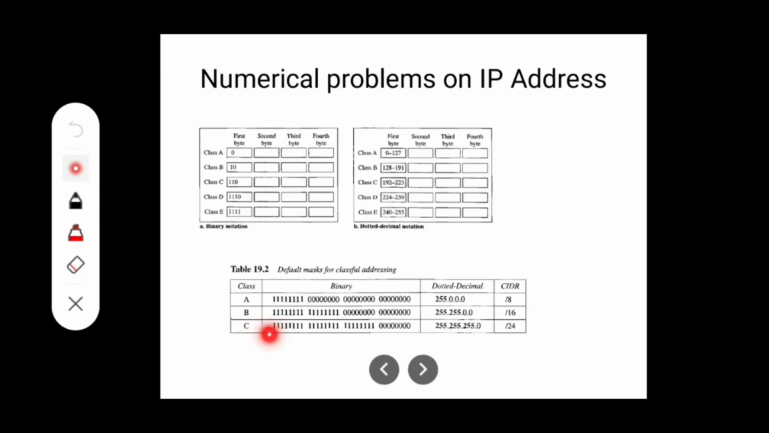Now in the case of class C addressing, the first 3 bytes will represent the network ID, and only the last byte will represent the host ID. So the default mask will be like this: 255.255.255.0. Here 255 means 8 ones in binary, that is why it is written like this. So this is the binary notation, and this is the dotted decimal notation of the mask.